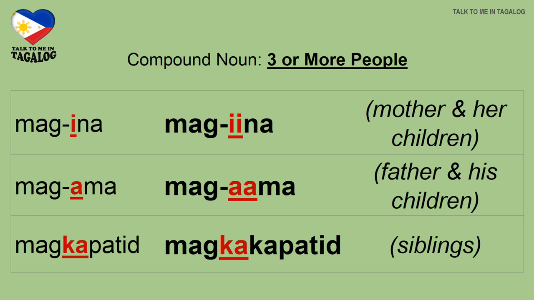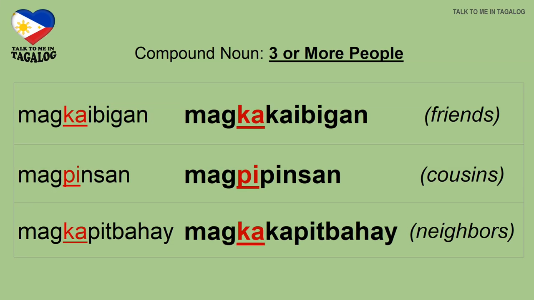The same goes for mag-aama. Mag-aama, a father and his children. To say siblings where there may be three or more brothers and sisters, mag plus ka, because it's the first syllable of the noun kapatid, plus kapatid. Magkakapatid. Siblings. I underline the first syllable of the nouns that you will repeat in our next examples. Magkaibigan, two friends. Magkakaibigan, a group of friends. Magpinsan, two cousins. Magpipinsan, three or more cousins.